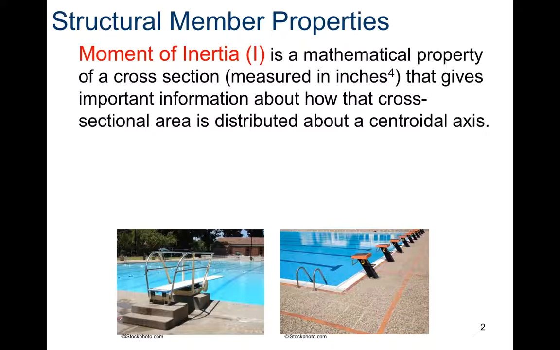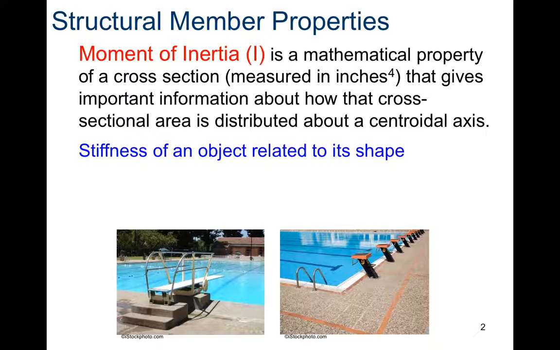Okay, so the first concept that I want you guys to have down is moment of inertia, a mathematical property of a cross-section. It is measured in inches to the fourth power, inches quadded, maybe. It gives important information about how the cross-sectional area is distributed about the center. Centroidal axis means the very center of that shape.